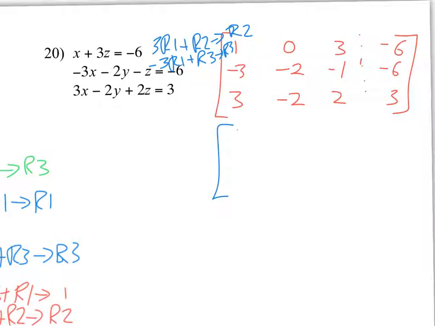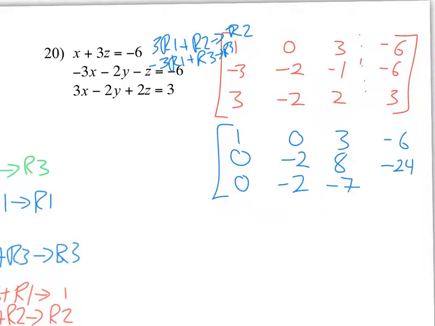Top row is going to stay the same, so 1, 0, 3, -6. 3 plus -3 is going to be 0. 0 plus -2 is -2. 9 plus -1 is going to be 8. And -18 plus -6 is going to be -24. And then -3, doing the same thing. We get 0, -2. -3 times 3 is going to be negative 9, plus 2 is going to be negative 7. And positive 18 plus 3 is going to be 21.